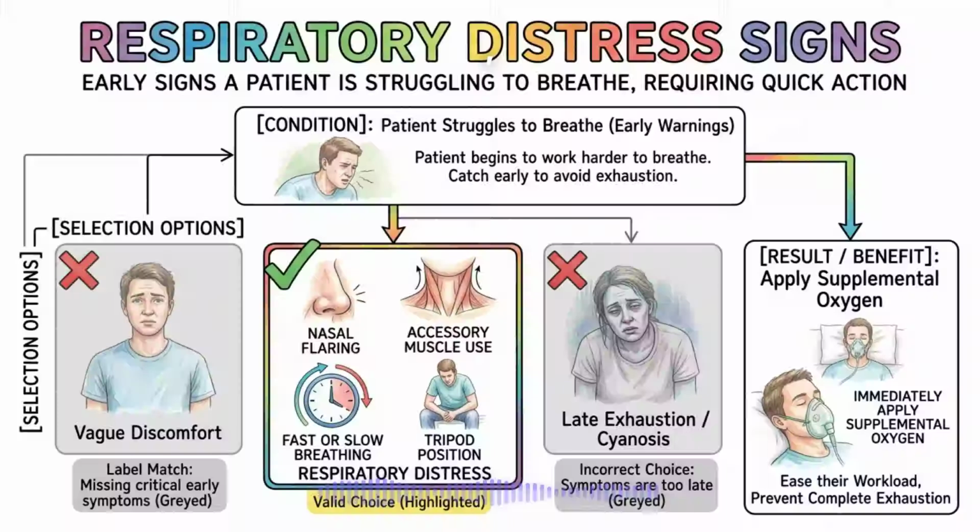When a patient struggles to breathe, they enter a state called respiratory distress, which you must catch early before they become completely exhausted. Signs of respiratory distress include breathing faster or slower than normal, using accessory muscles in the neck and chest to pull in air, and flaring of the nostrils.